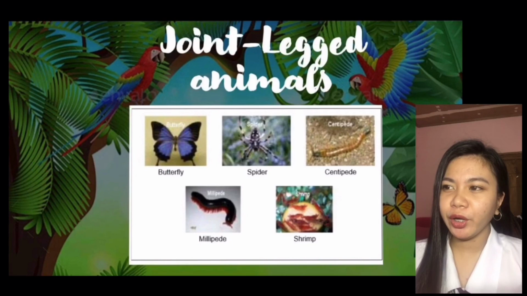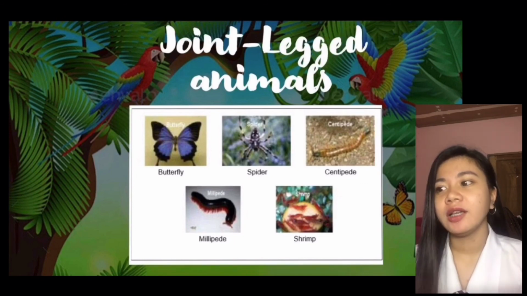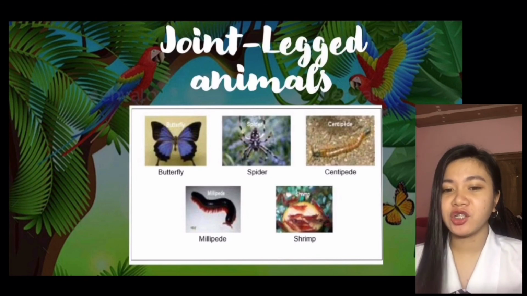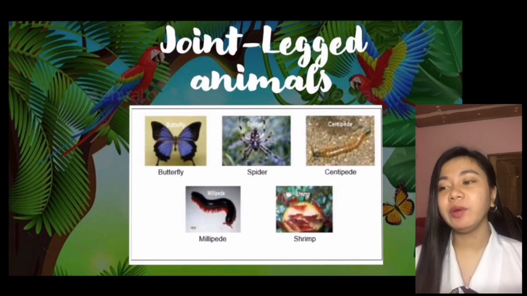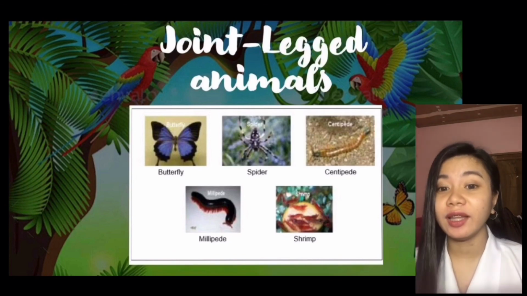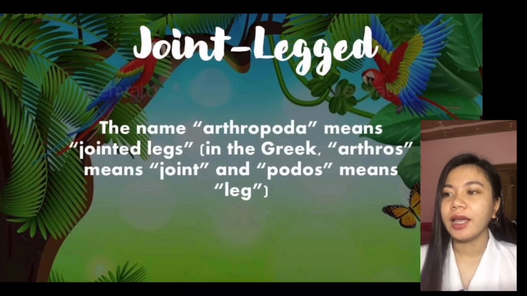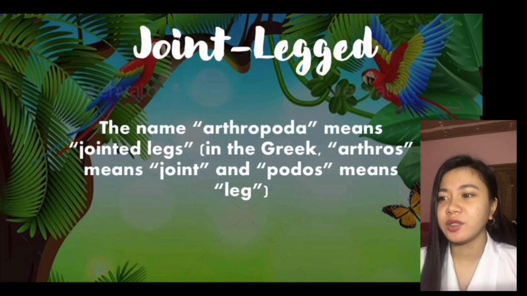So, ang next naman po is yung joint leg animals. In this picture po, mananotice po natin na more on insects po siya, like butterfly, spider, centipede, millipede, and shrimp. So, if you will notice po, yun po yung mga insects or animals na merong joint legs. The name Arthropoda means jointed legs. In Greek, arthros means joint and podos means leg.